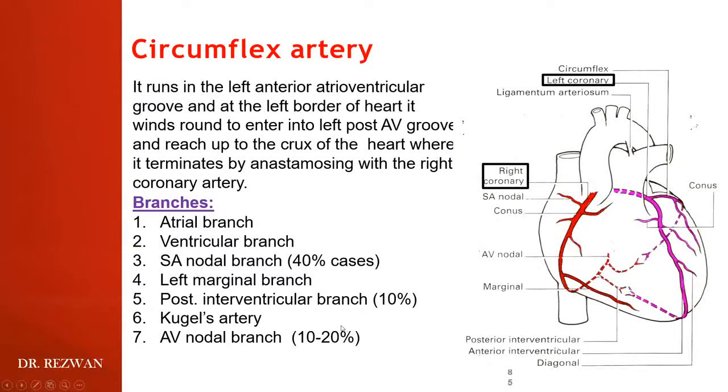Then Kugel's artery is one of the very small arteries there. AV nodal branch, that means it is supplying about 10 to 20% of the AV node.